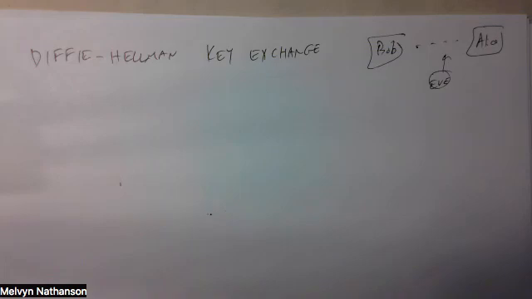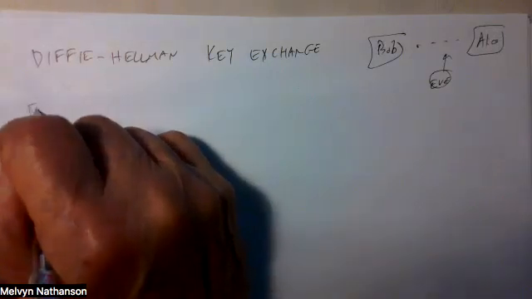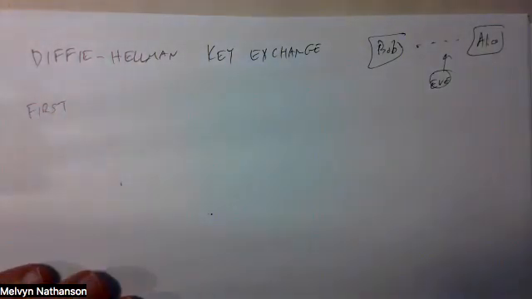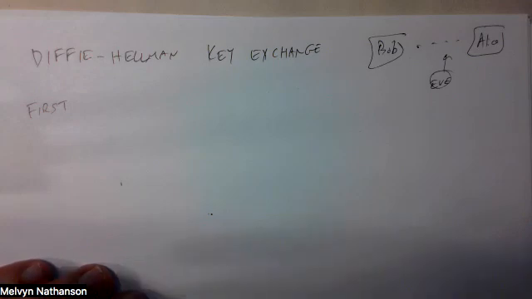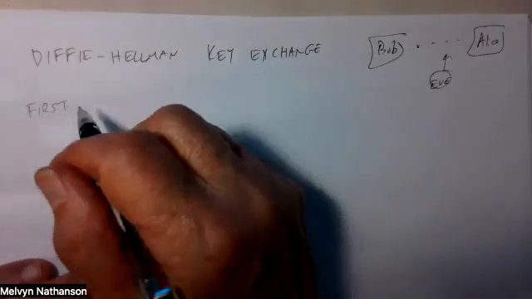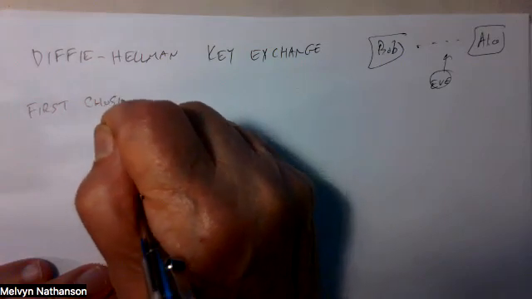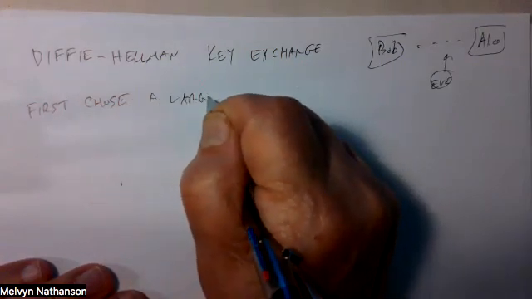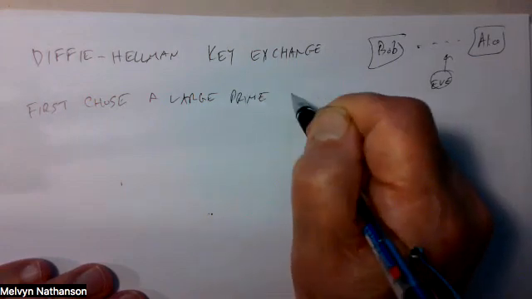Okay. What I'm about to do is very important because this is really the first serious encryption scheme that we're going to describe in this course. So you have to really pay a lot of attention to what information Bob and Alice share. And Eve, you have to understand, Eve knows everything that goes back and forth between Bob and Alice. So first, somebody, Bob, Alice, whoever, first chooses a large prime number P.